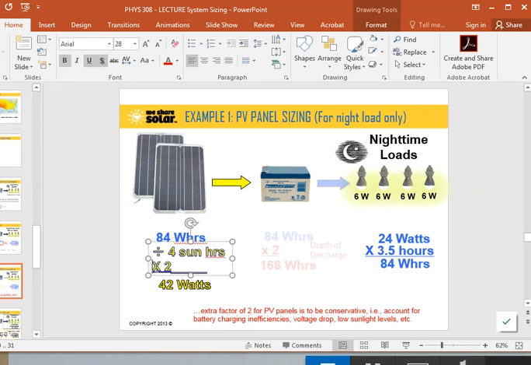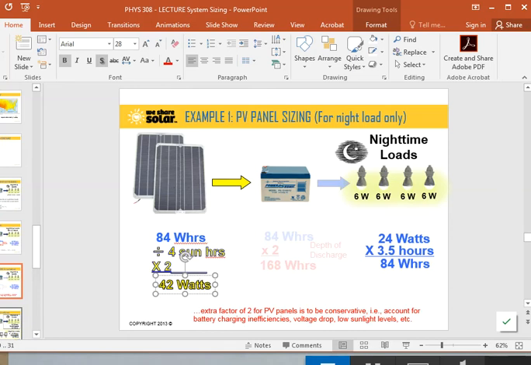But we multiply by 2 again here because we want to take into account the fact that not every day is going to be perfect, and some days are going to be a little bit worse, and some days are going to be cloudy, and we need to be ready for that. So our minimum needs are going to be twice as much, or in other words, in this case, 42 watts.